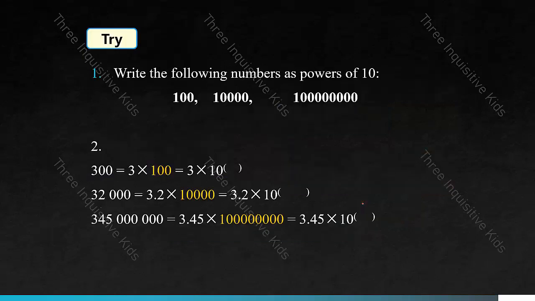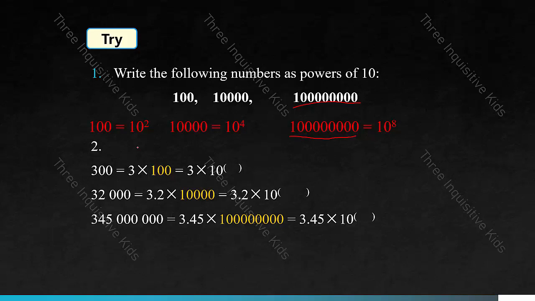Write the following numbers as powers of 10. 100, 10,000, and this number. Well, all you have to do is really just count the zeros. So 100 would be 10 squared, 10,000 would be 10 to the fourth power, and this number would be 10 to the 8th power. If you counted, it would be 8 zeros.